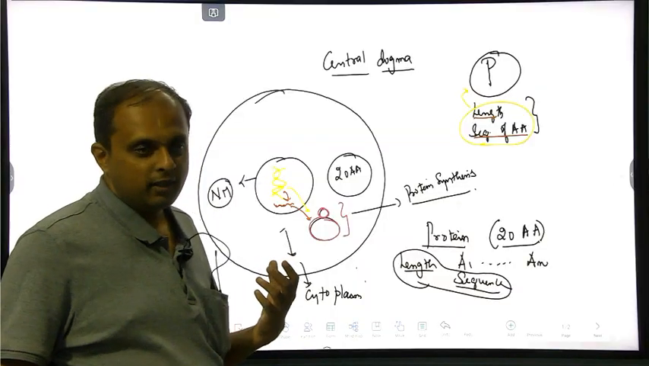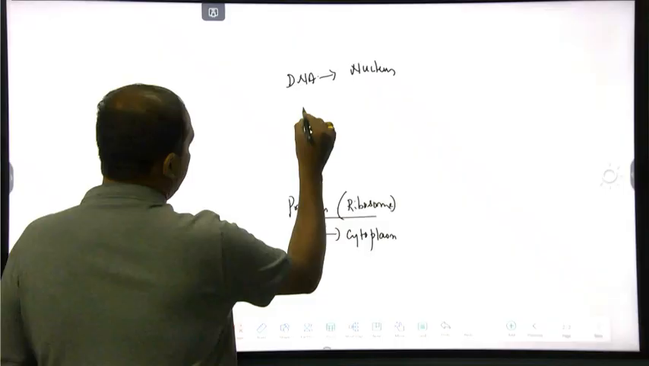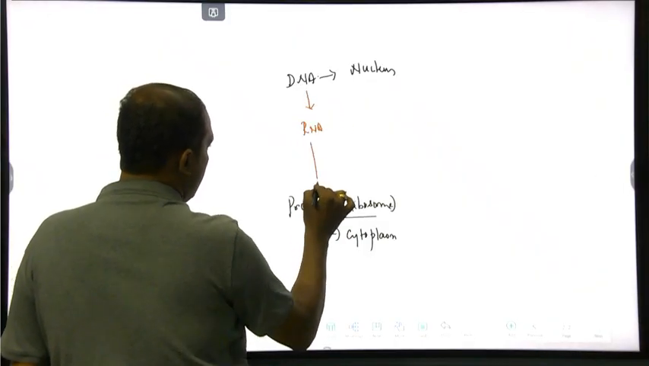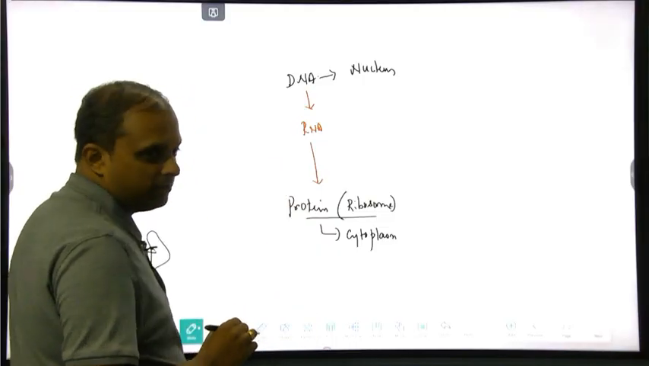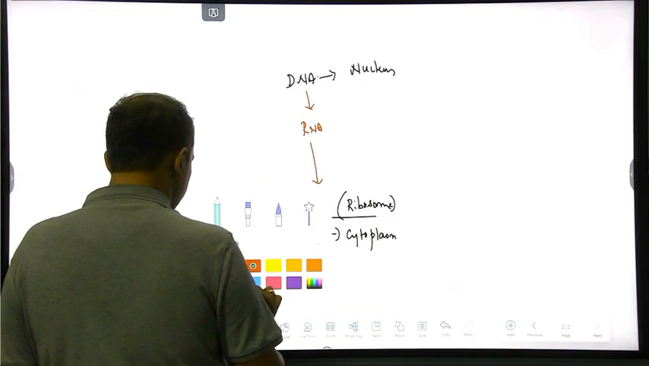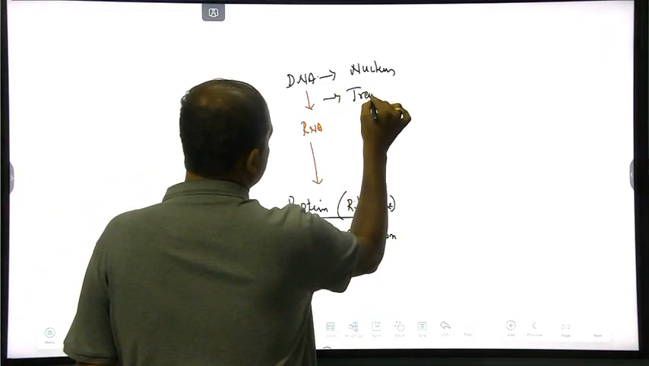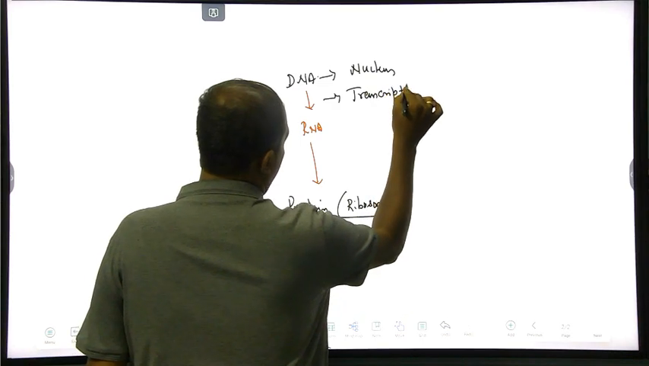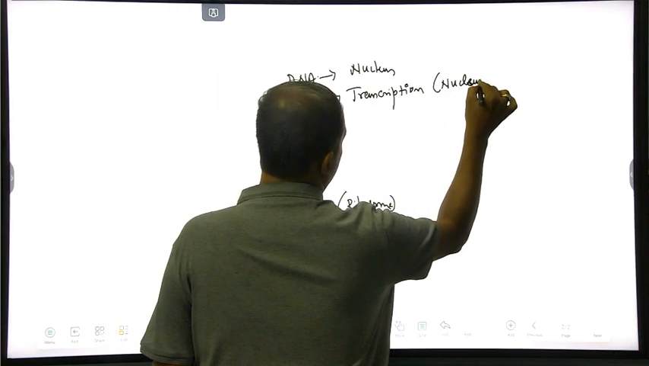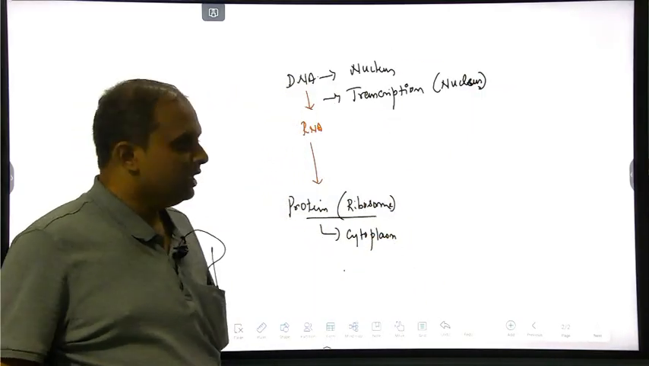You get this point? Now DNA to RNA, RNA to protein. So this is the sequence here, right? Now this DNA to RNA process, we generally call it transcription, which happens inside the nucleus, because DNA is there inside the nucleus. So transcription also happens inside the nucleus, right?